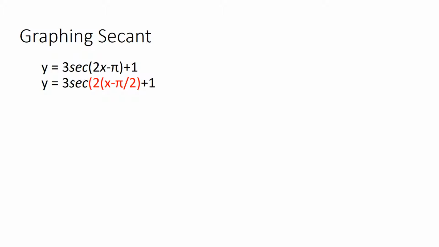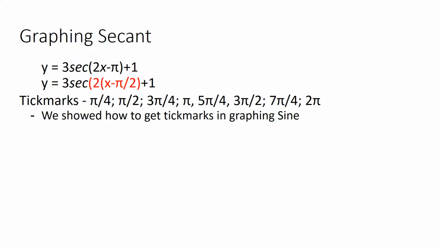And a quick overview of our a, b, and h and k values. All were mentioned in the sine and or tangent videos, if you want to go watch those for more in-depth on this, but I'll just give a quick overview. A is equal to 3, b is equal to 2, and h is equal to pi over 2, and k is equal to 1. And we are having our tick marks, which are also the same as the sine and tangent functions we had earlier.